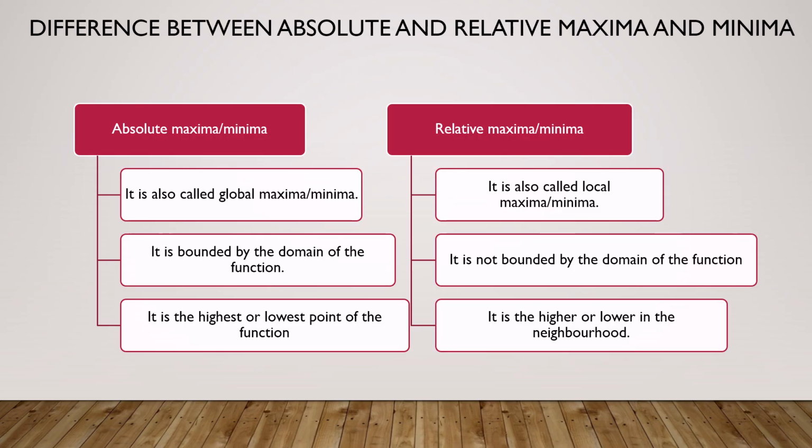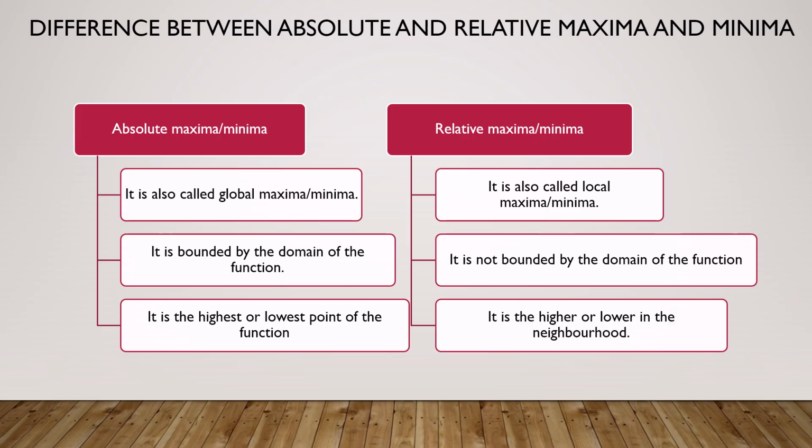So now see, if you want to see the difference, as I discussed previously, you can have the local maxima and minima or you can have the global maxima and minima. What is the difference? First thing is, global maxima and minima are also called absolute maxima or minima, and the local maxima or minima are sometimes called relative maxima and minima. Now for the global one, it is bounded by the domain of the function, meaning in the whole domain it is the maximum or minimum, while for the relative it is not bounded by the domain of the function.